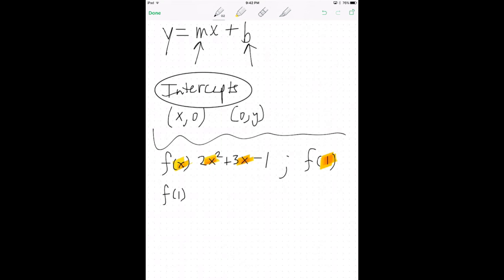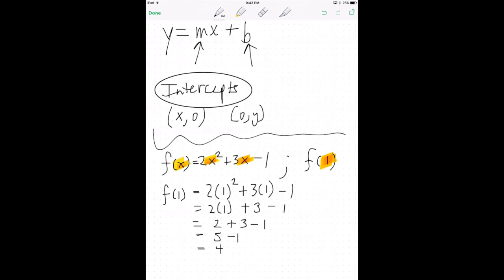So that would be f of 1 is equal to 2 times 1 squared plus 3 times 1 minus 1, which is 2 times 1 plus 3 minus 1, which is 2 plus 3 minus 1, which is 5 minus 1, which is 4. So f of 1 is 4. What this means is that x, this is x, and y, it means that x is 1 and y is 4. Okay, it's a point.